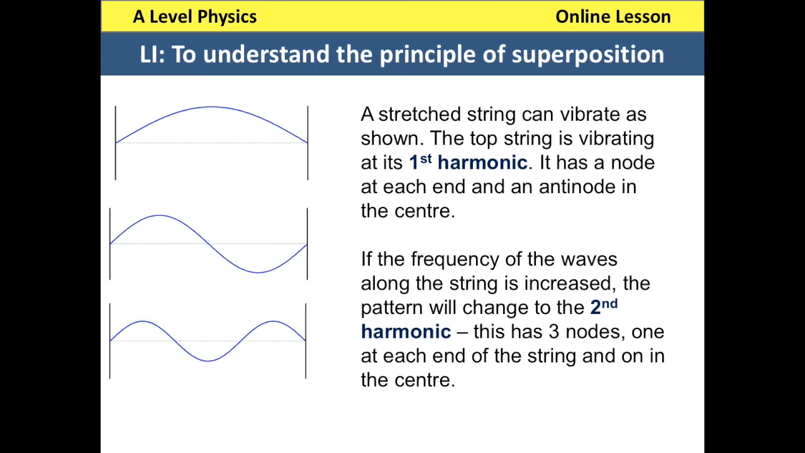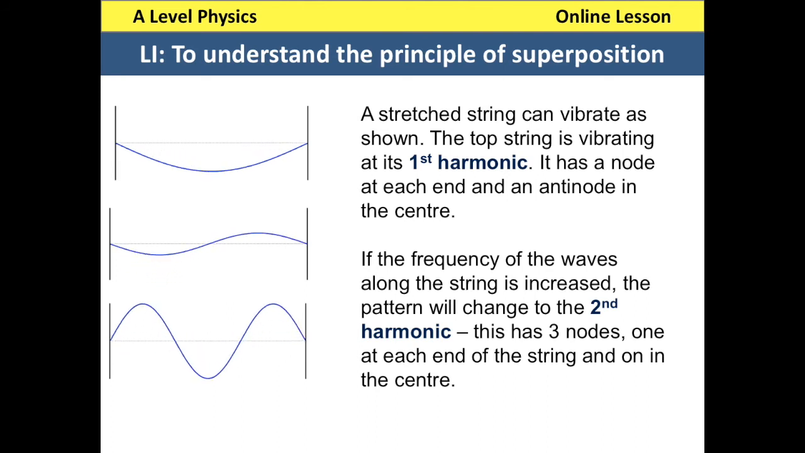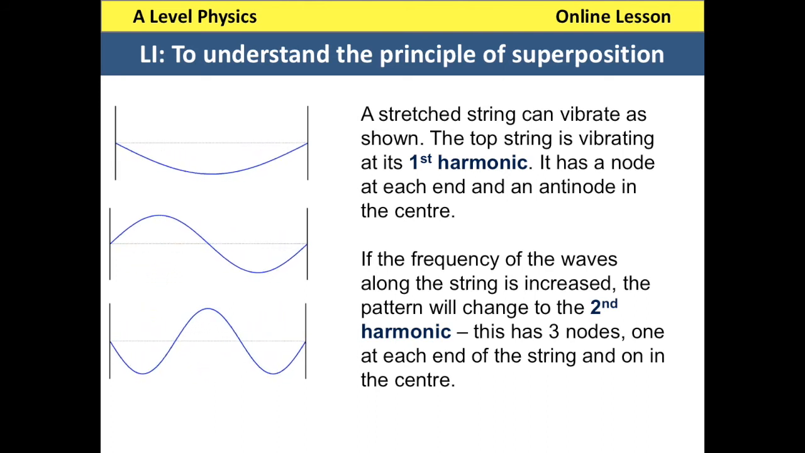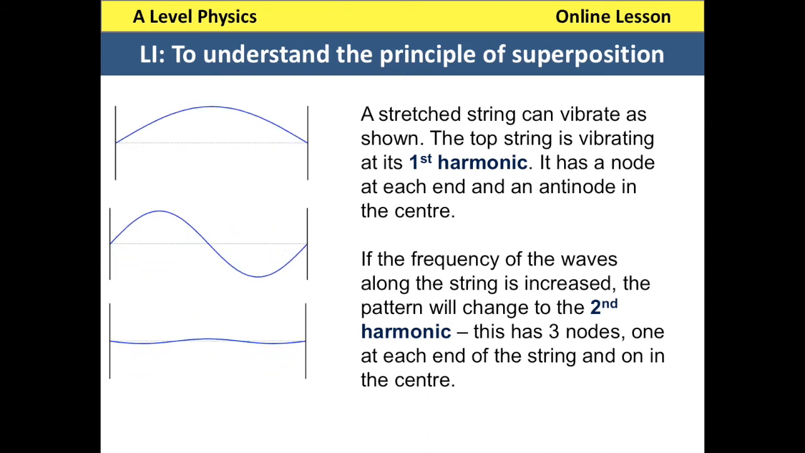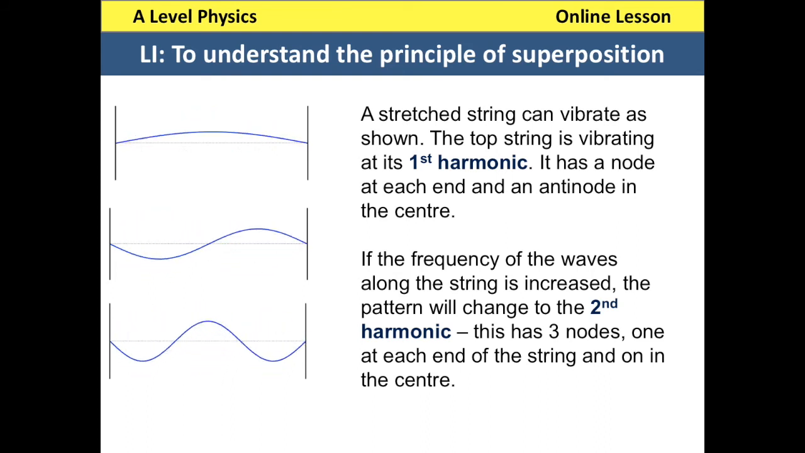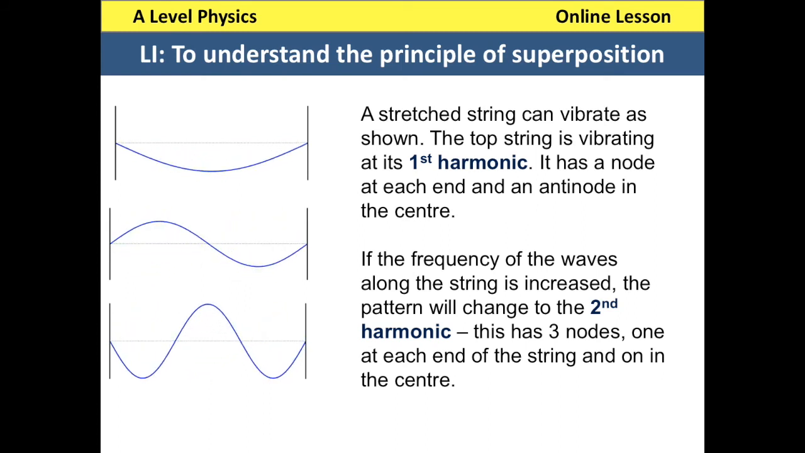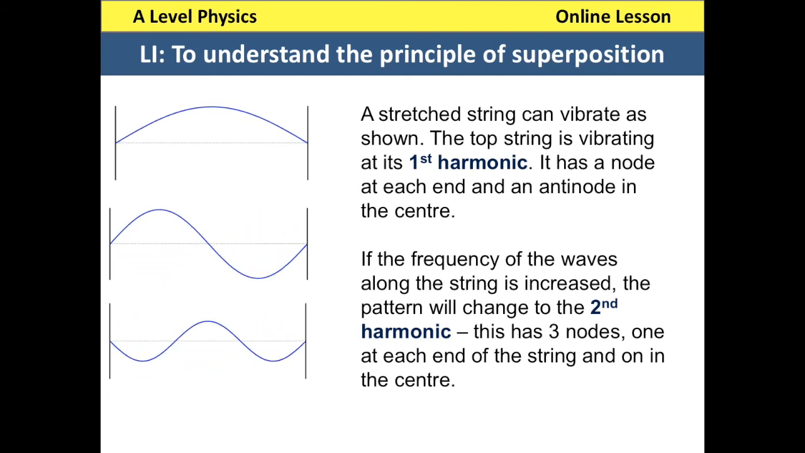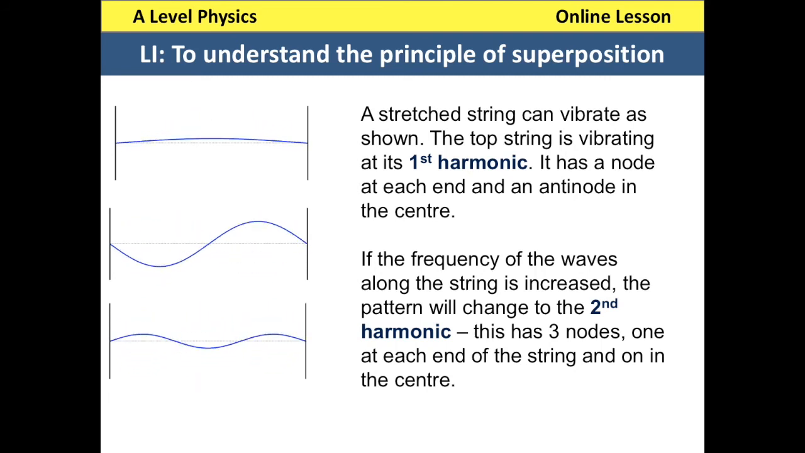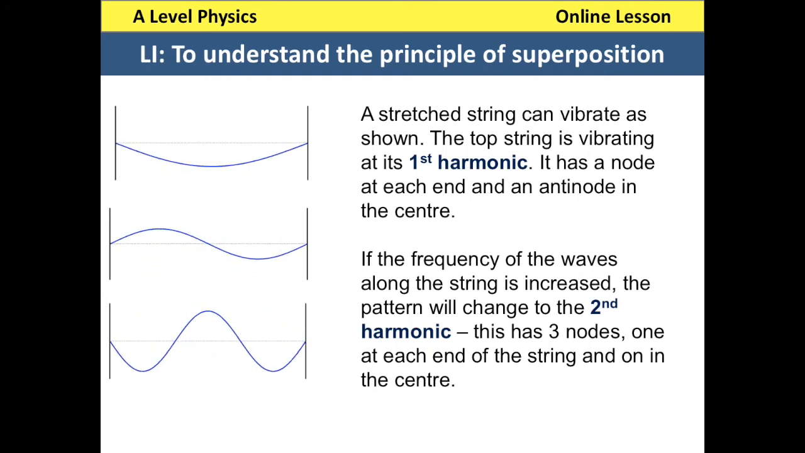That has got three nodes. It has a node at each end as well as a node in the centre. And then the bottom diagram there, that will be the third harmonic. What you can see there is that we now have four nodes. We have a node at each end, and we have a node a third of the way along and 2/3 of the way along. And of course, you can also see that there are three antinodes in that third harmonic as well.